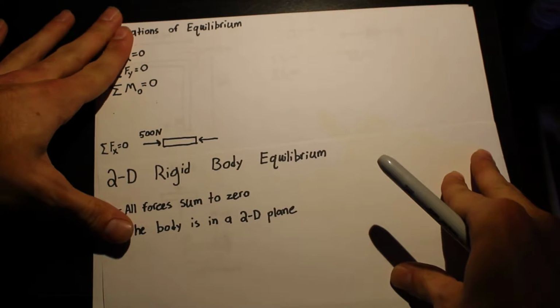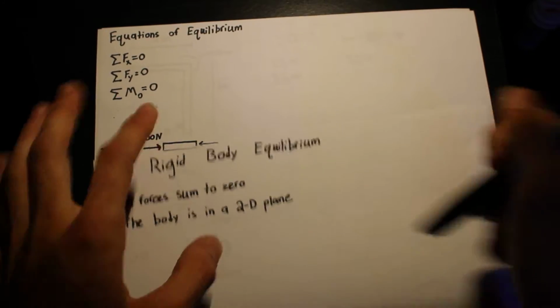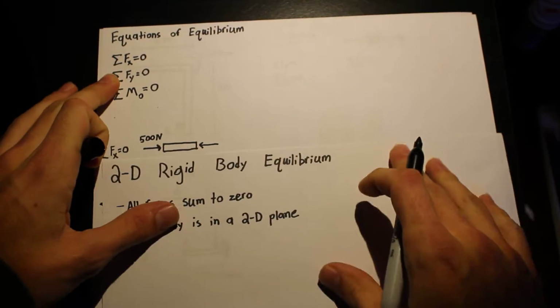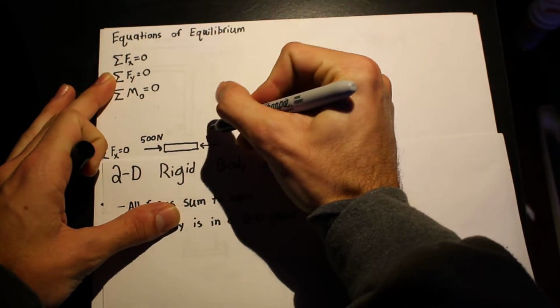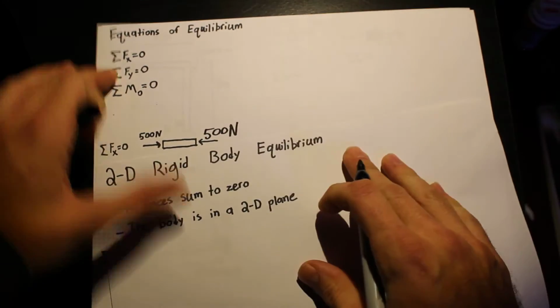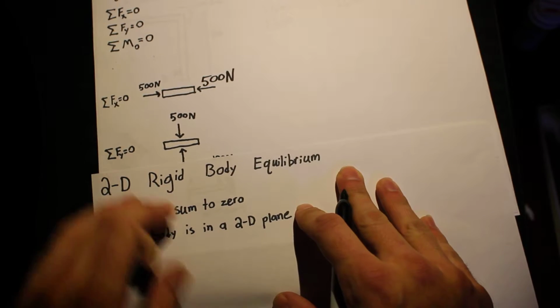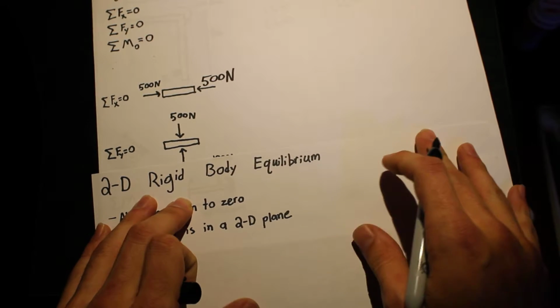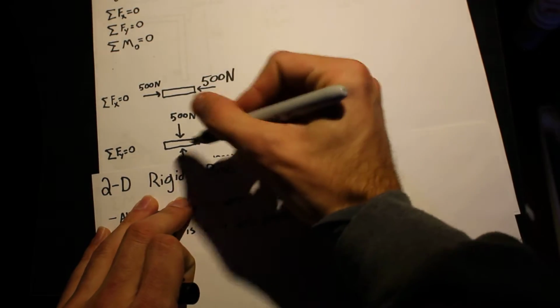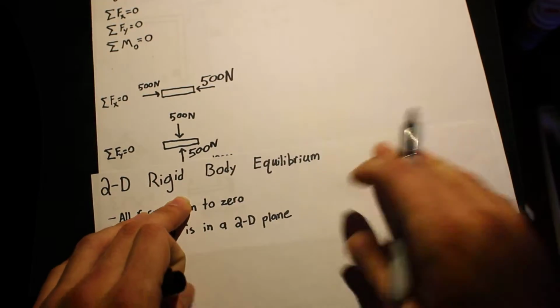So for F of x, if we have 500 newtons going towards the right direction, the force going towards the left direction also has to be 500 newtons. Same thing for the forces in the y direction. If it's 500 newtons going down, then the force upwards also has to be 500 newtons.